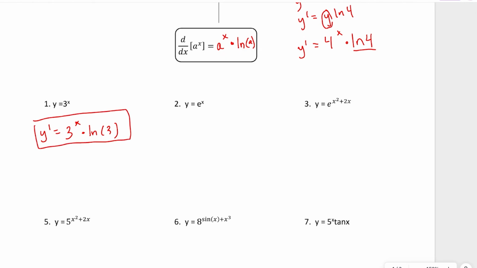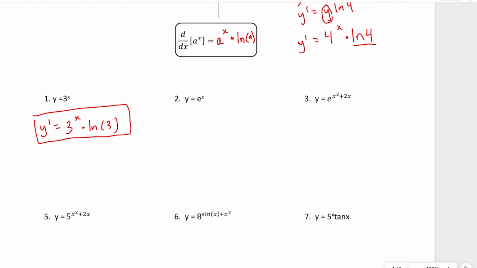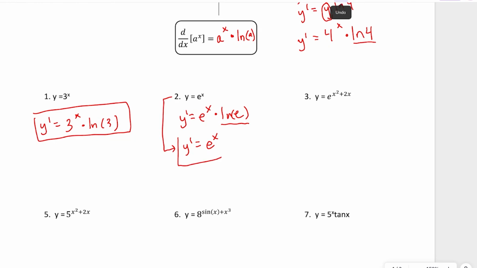Now we already know how to deal with y equals e to the x. We know it's just going to be e to the x, but let me show you why that turns out to be true. Using this derivative rule, y prime is e to the x times the natural log of e. And the natural log of e simply equals 1. So 1 times e to the x is e to the x. This is a special case of this exponential derivative.